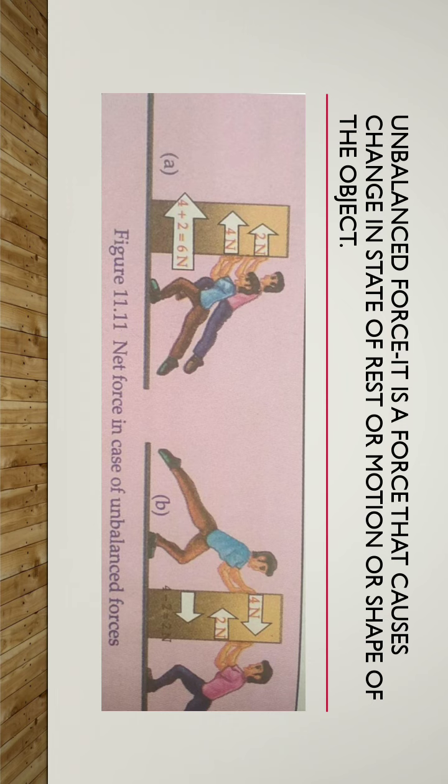Now in the second case, both persons are applying forces of 4 Newton and 2 Newton again, but in opposite directions. So the box will experience a force of 4 minus 2 Newton, that is 2 Newton. So in both cases the box will move, but in the first case the box will experience a force of 6 Newton and in the second case a force of 2 Newton.